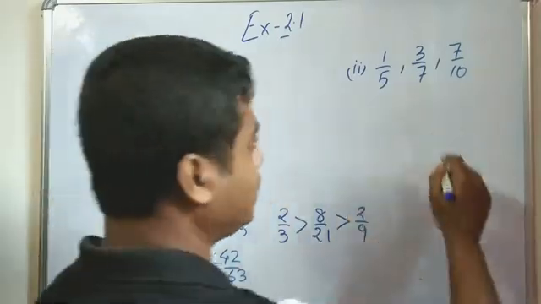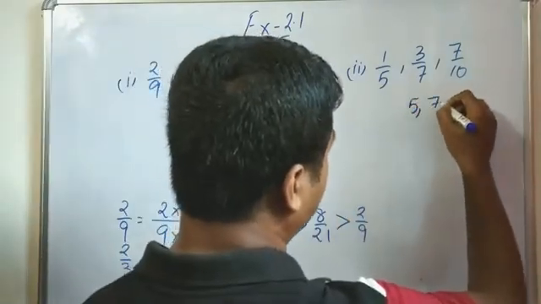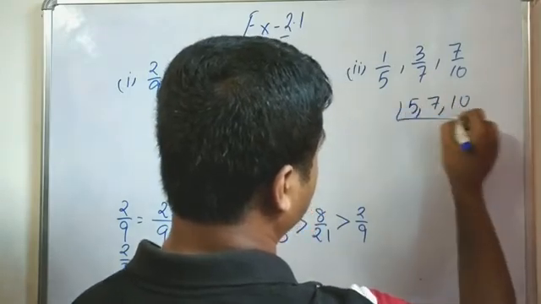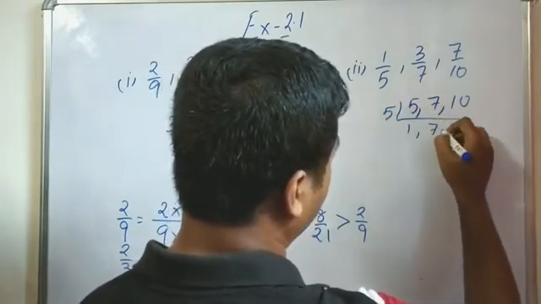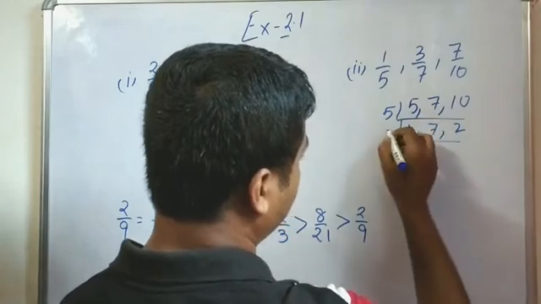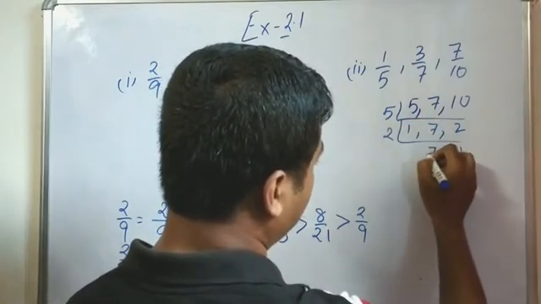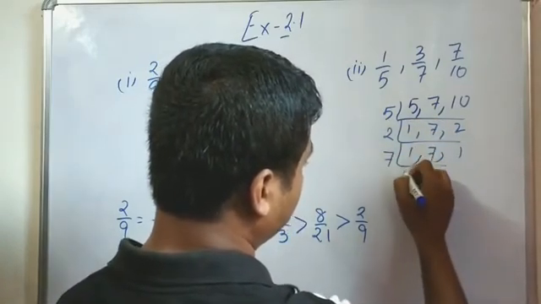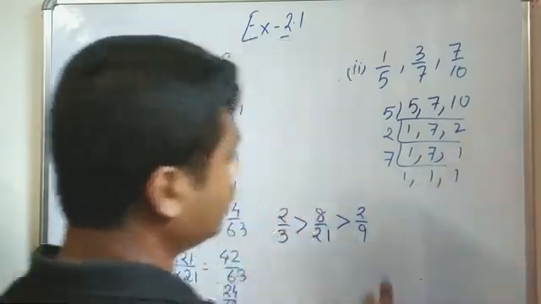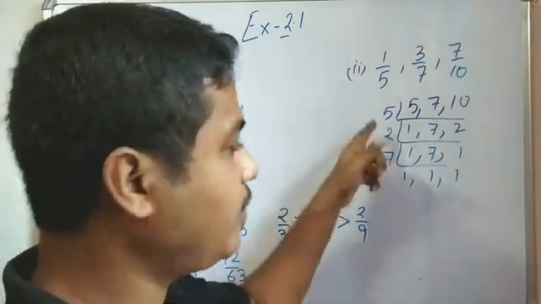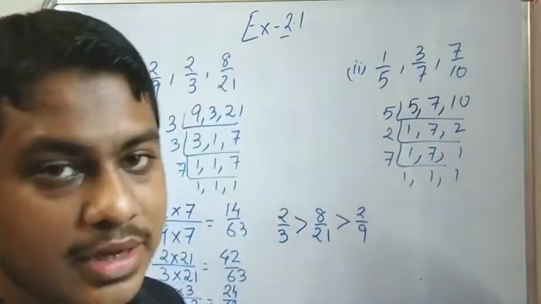We go to the next one. Take out the LCM of 5, 7 and 10. So 5 1s are 5, 5 2s are 10. Then 2 1s are 2, 7. Then 1, 7 1s are 7. So 7 2s are 14 and 14 5s are 70.